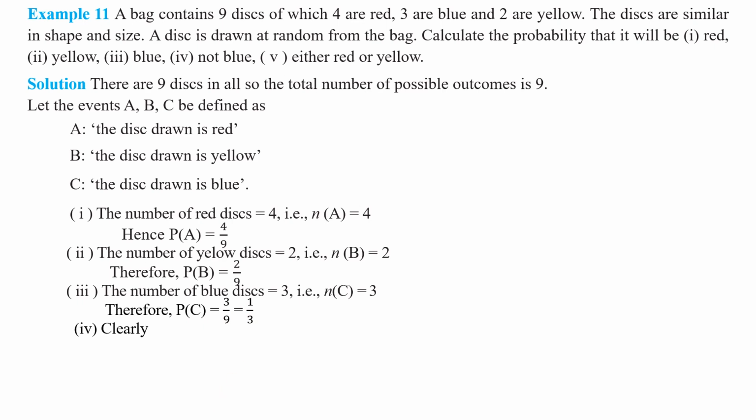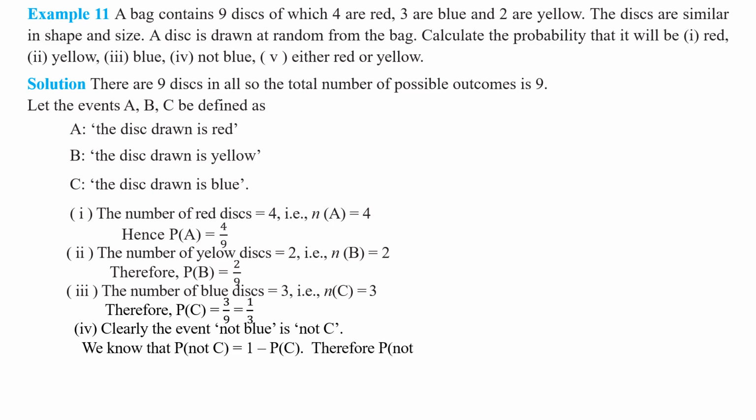Now come to the fourth event. Clearly, the event not blue is not C. Yes or no, my children? The event not blue denotes not C. We have already found P of C. Then can we find P of not C? Yes. We know that P of not C is equal to 1 minus P of C, that is 1 minus 1 by 3. By simplifying, we get 2 by 3. Understood this probability, my children?